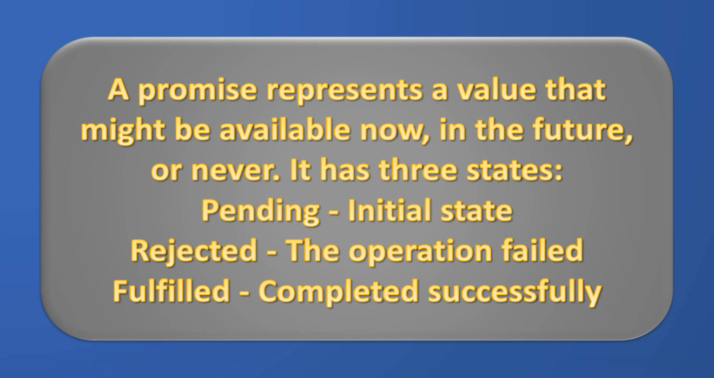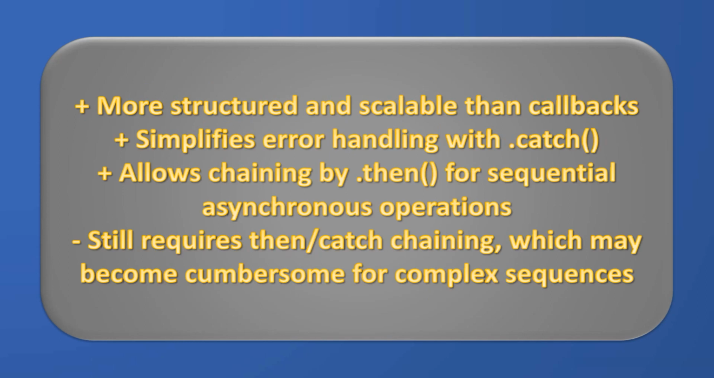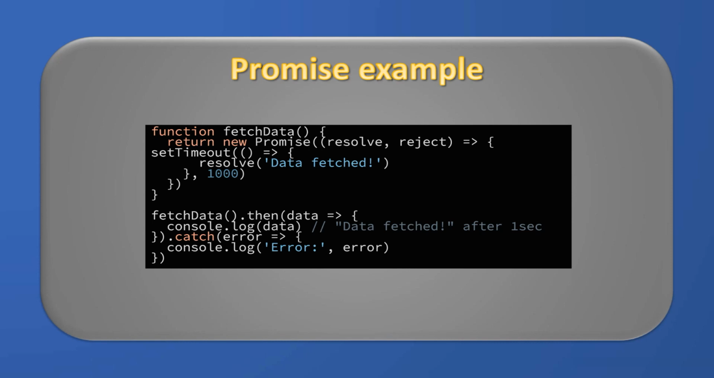A promise represents a value that might be available now, in the future, or never. It has three states: pending, the initial state; rejected, the operation failed; and fulfilled, completed successfully. More structured and scalable than callbacks, it simplifies error handling with the catch statement and allows chaining by then for sequential asynchronous code, but still requires then and catch chaining, which may become cumbersome for complex sequences. Promises example below.